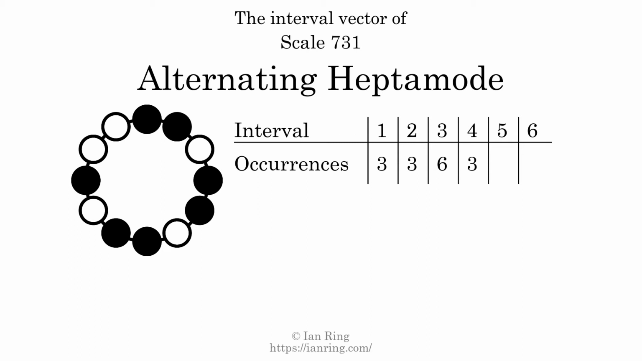There are 3 intervals with the size of 4 semitones. They are here, here, and here. There are 3 intervals with the size of 5 semitones. They are here, here, and here. There are 3 intervals with the size of 6 semitones. They are here, here, and here. Each interval does not appear in this scale a unique number of times, so this is not a deep scale.